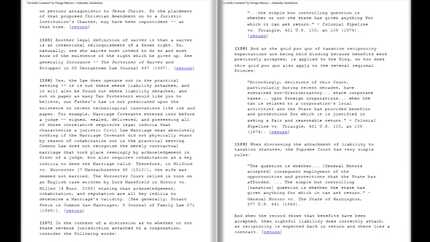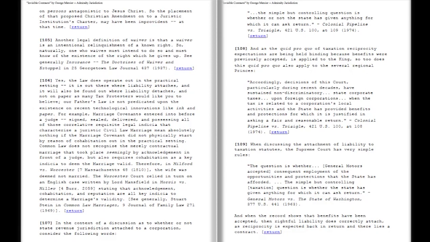Return. 107. In the context of a discussion as to whether or not state revenue jurisdiction attached to a corporation, consider the following words. The simple but controlling question is whether or not the state has given anything for which it can ask return. Colonial Pipeline versus Triangle, 421 U.S. 100 at 109, 1974. Return. 108. And as the quid pro quo of taxation reciprocity, expectations are being held binding because benefits were previously accepted, is applied to the king, so too does this quid pro quo also apply to the several regional princes.